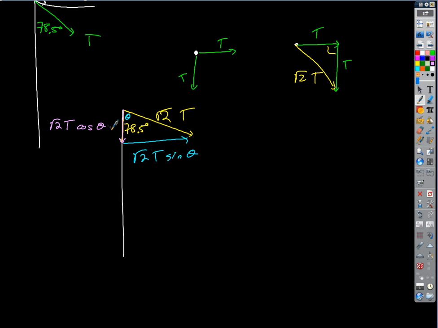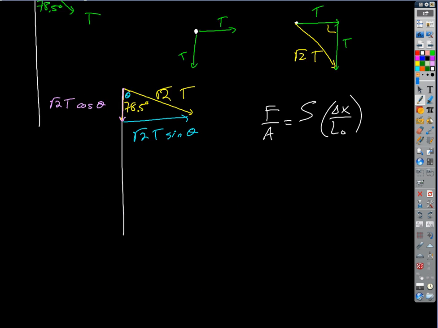If I want to know how far this thing's going to bend, well, there's the applied force, the amount of force applied sideways. Now all I've got to do is use stress equals shear modulus times strain. So F over cross-sectional area equals shear modulus times delta x, how far it's going to bend, divided by the length of the pole. We're solving for delta x. Everybody see that? If I multiply by the reciprocal of S over L naught, delta x equals F L naught over A S.